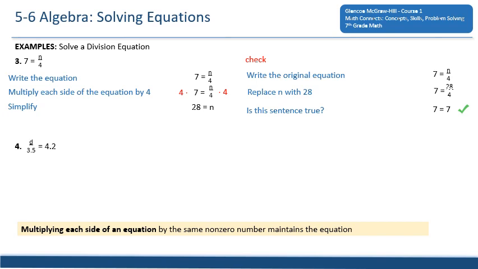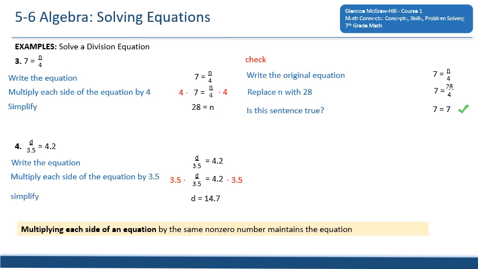So we have d divided by 3.5 equals 4.2. And there's the equation: d divided by 3.5 equals 4.2. So I want to get d by itself. To do that, I'm going to multiply both sides by 3.5. And when I do that, it's going to wipe out the 3.5 in the denominator on the left side. So I get d equals 14.7.